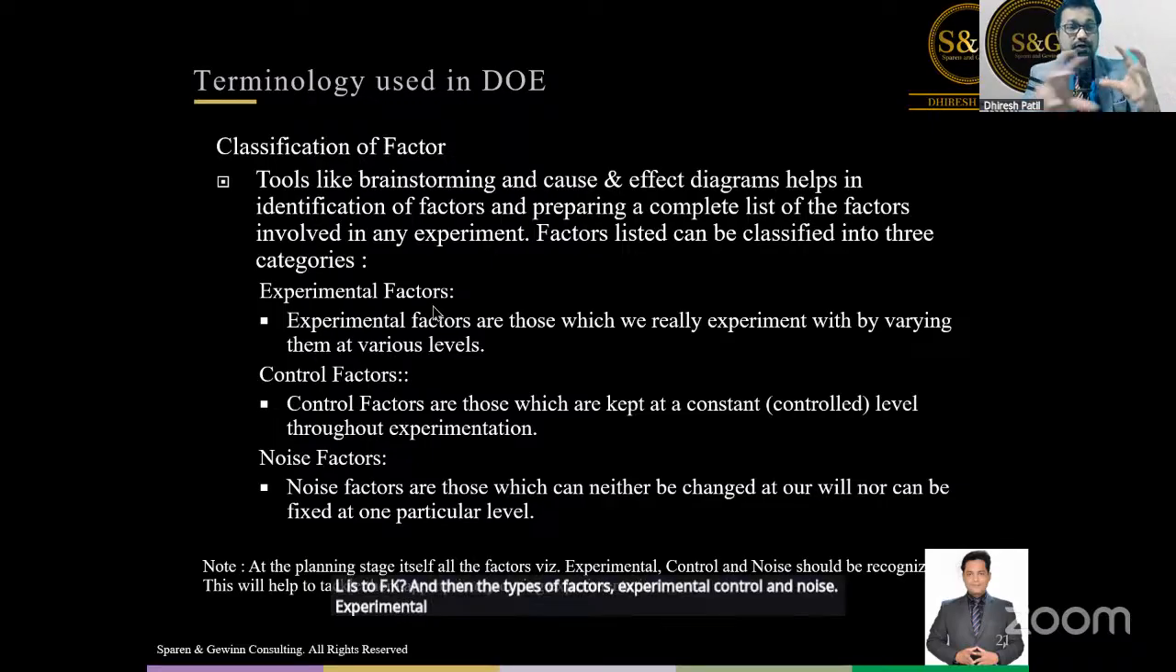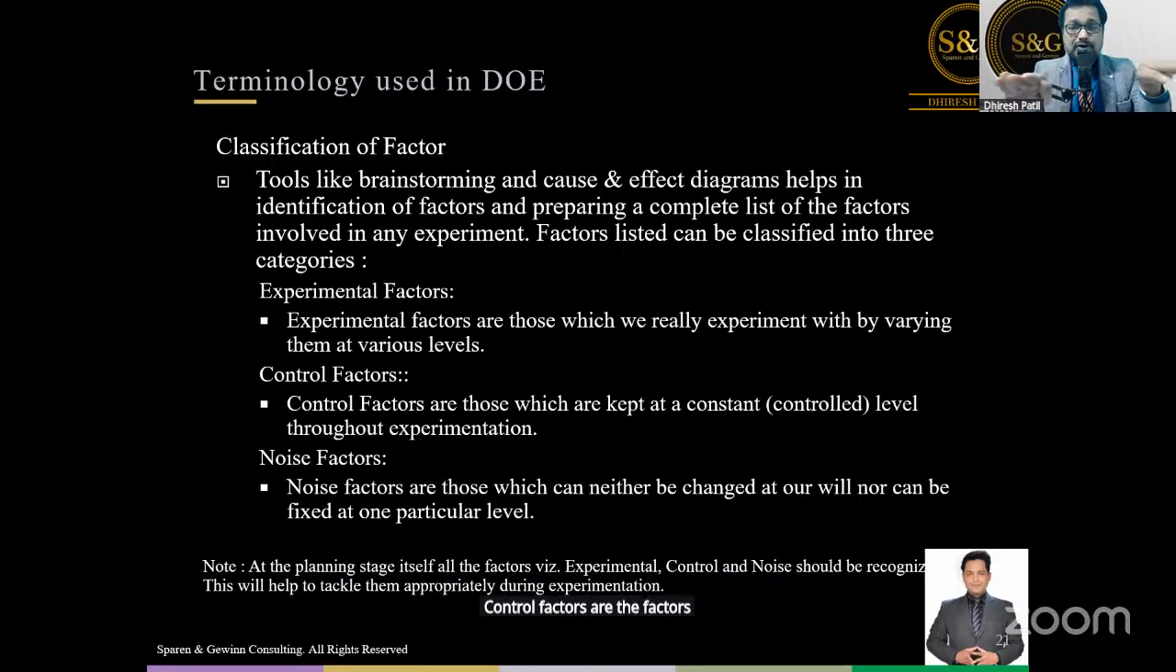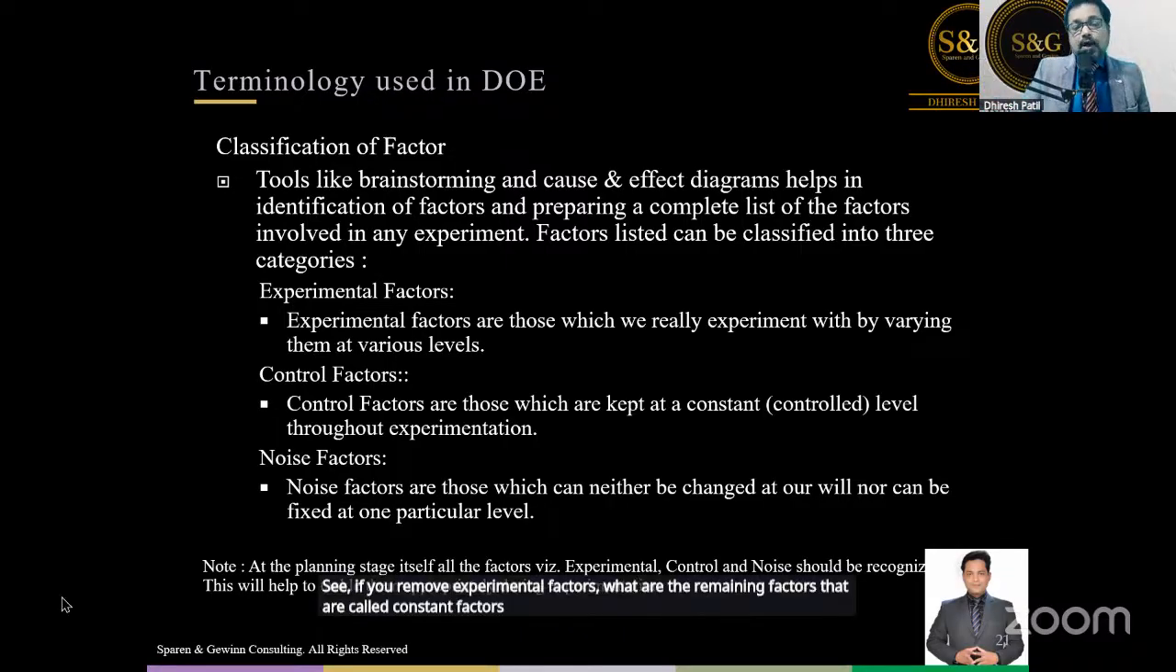Experimental are the factors which we actually experiment with. Control factors are the factors which are kept constant, the remaining factors. See, if you remove experimental factors, what are the remaining factors? They are called constant factors or the control factors. Okay. And then the noise factor.